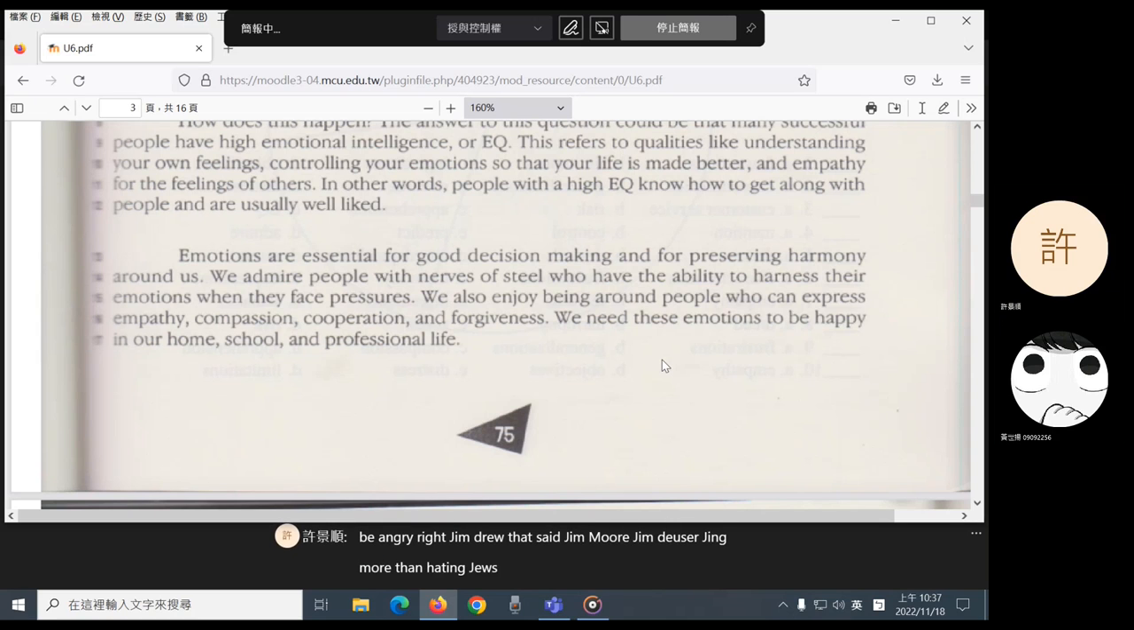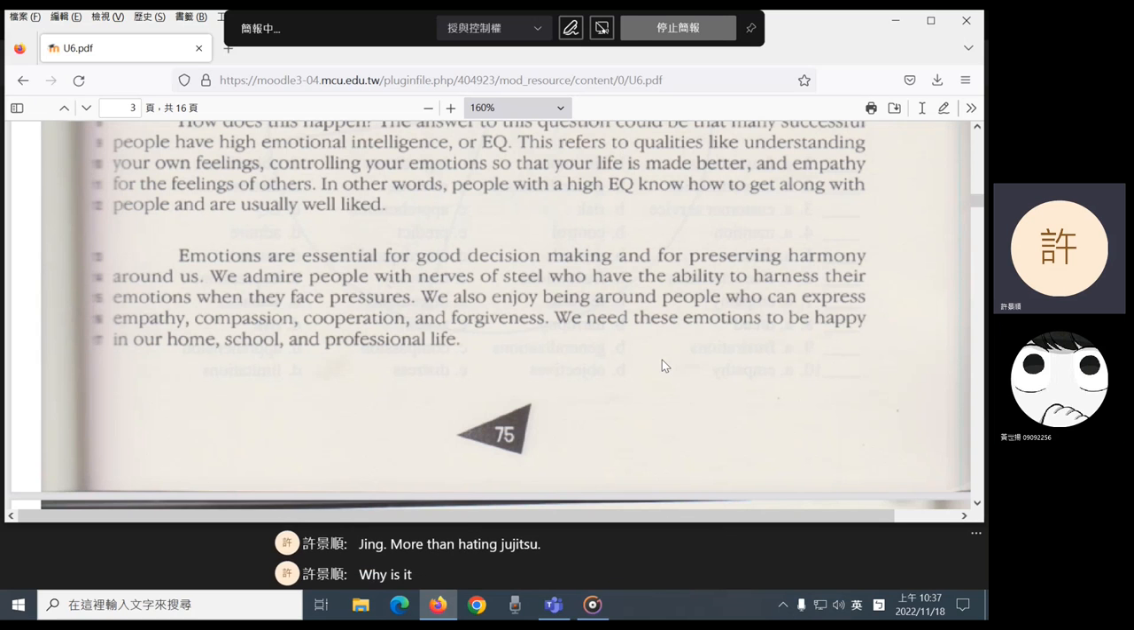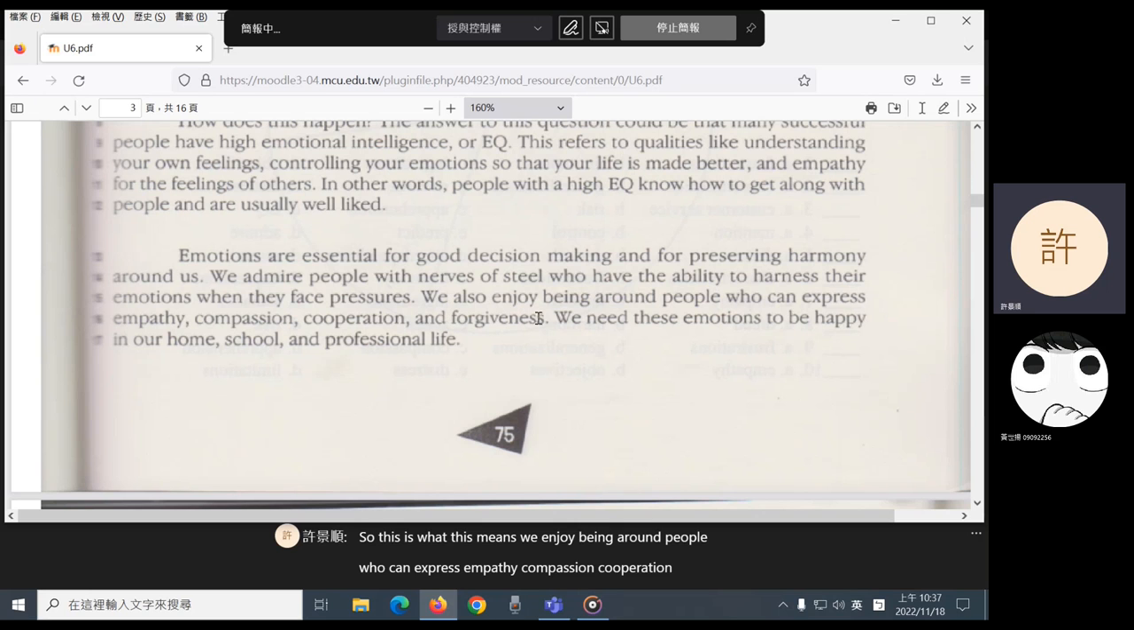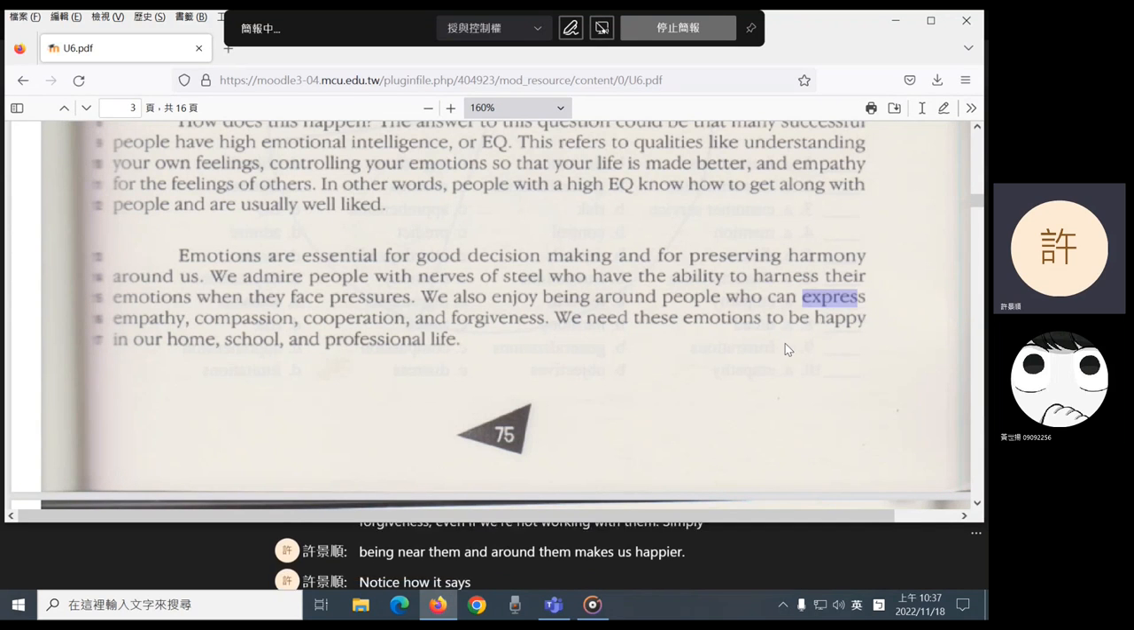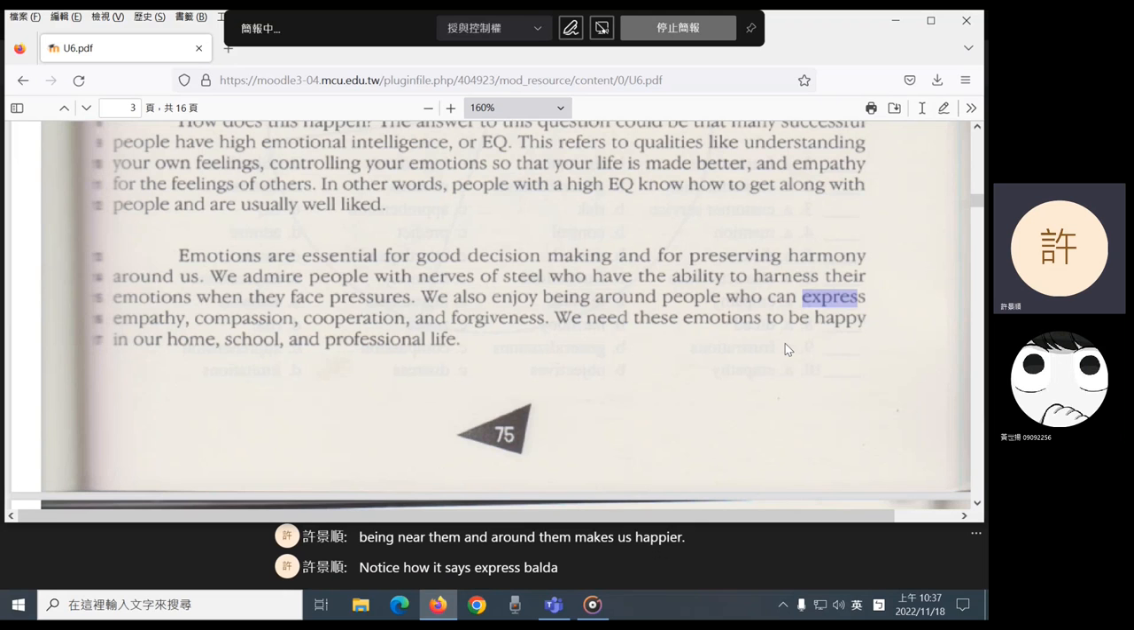近朱者赤,近墨者黑,近朱者赤. 不好意思,英文老师. So this is what this means. We enjoy being around people who can express empathy, compassion, cooperation, and forgiveness. Even if we're not working with them, simply being near them and around them makes us happier. Notice how it says express, 表达, express emotions.